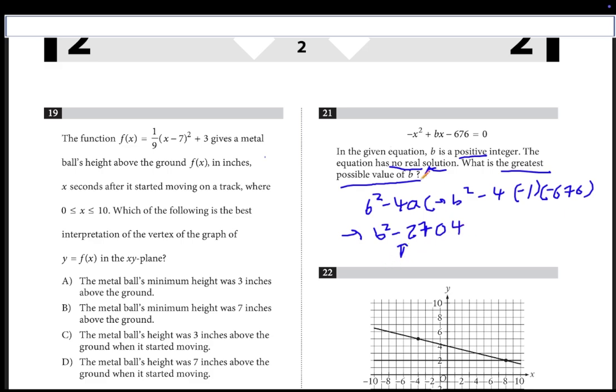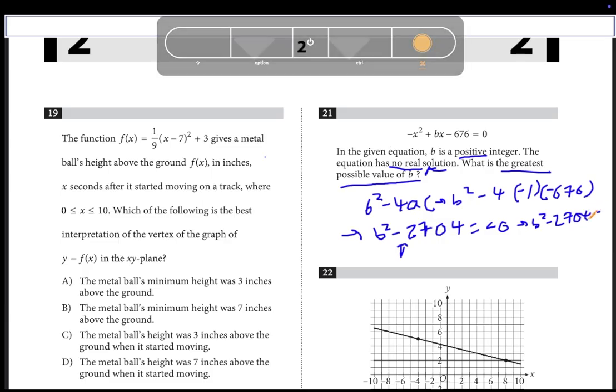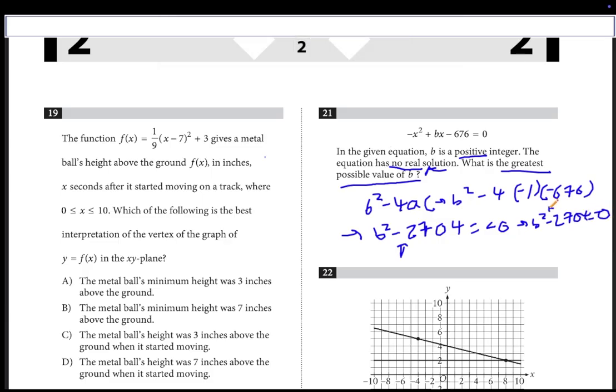And so it says the equation has no real solution. That means what this equals has to be less than 0. However, we don't know exactly what the value is, so we're just going to set it to 0 for now. So b squared minus 2,704 is equal to 0. Plus 2,704 on both sides. B squared is equal to 2,704. Take the square root of that and we have b is equal to 52.